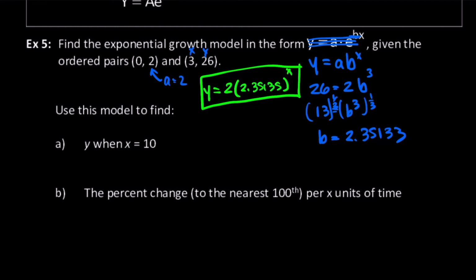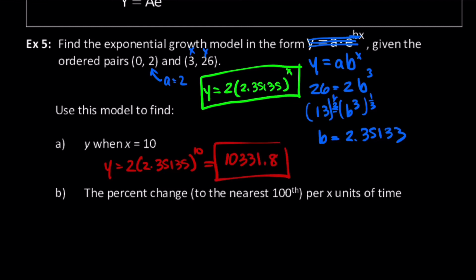Use this model to find y when x is 10. So we're just going to plug in a 10 there. y equals 2 times this to the 10th. And I got 10,331.8.